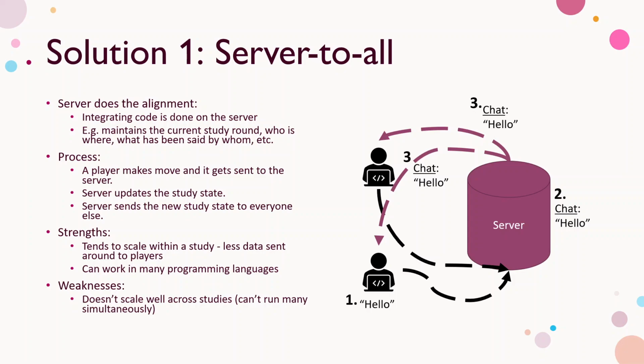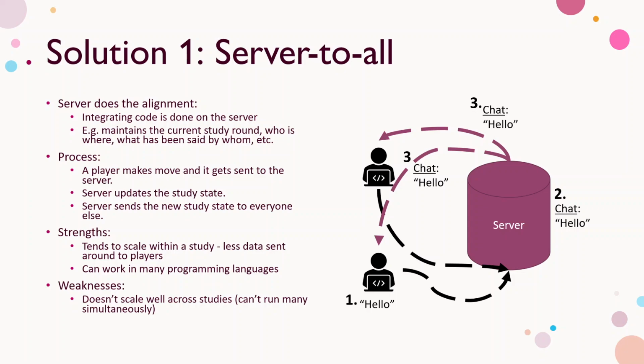The way that the information flows is the player makes their move and it gets sent to the server. The server updates the steady state. So player 1 says hello, and then the server says, here's the entire chat. Right now it's just player 1 saying hello. And then the server will send that chat information to everybody else.